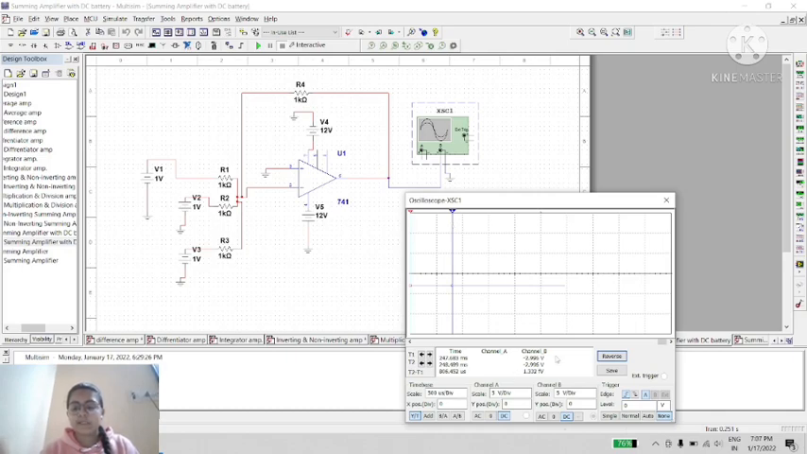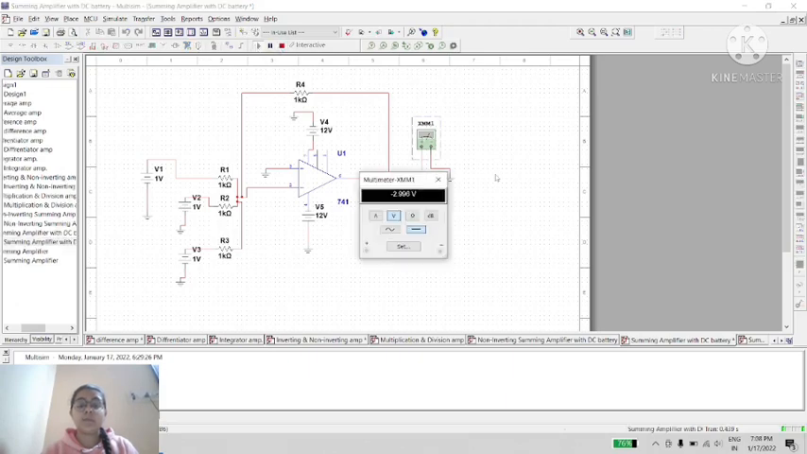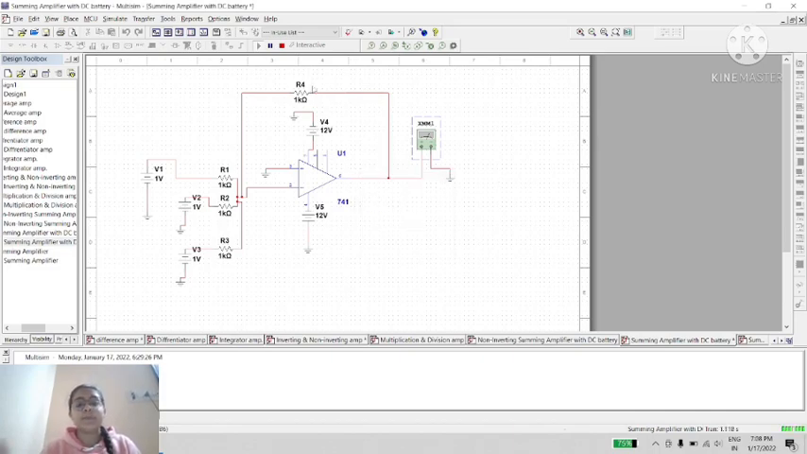Here you can see in channel B we got minus 2.99 volt, approximately 3 volt, and we can also see this using a multimeter. Minus 2.99 volt, approximately 3 volt. This circuit is called the summing amplifier.